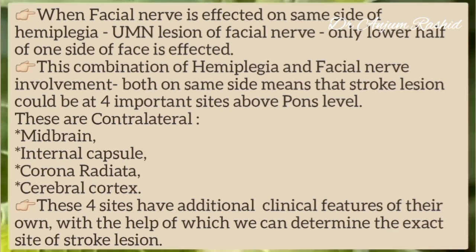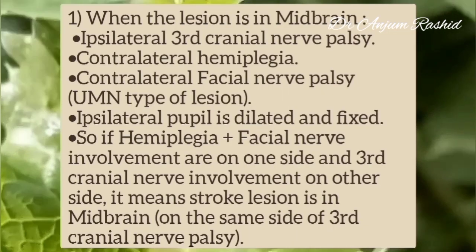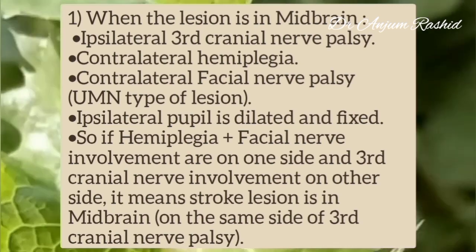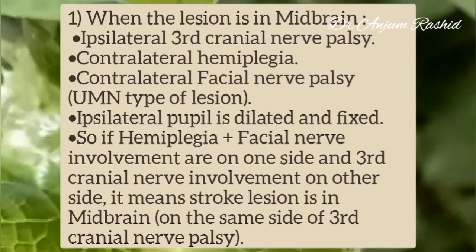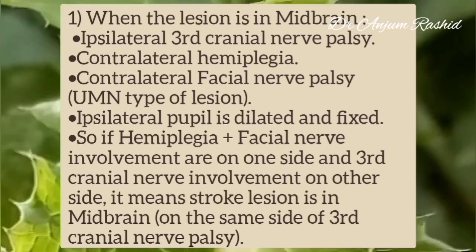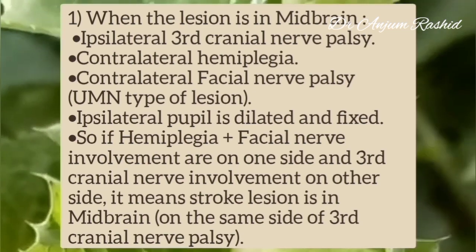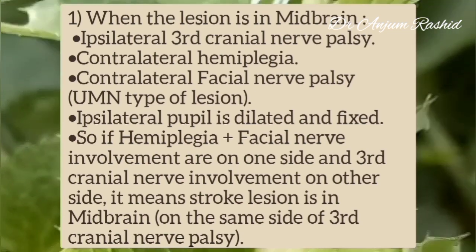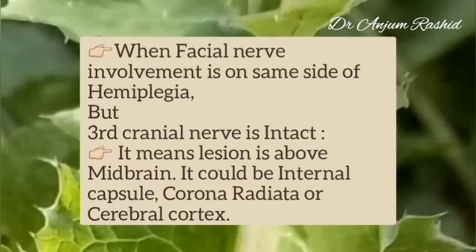These 4 sites have additional clinical features of their own, with the help of which we can determine the exact site of stroke lesion. Now when the lesion is in midbrain, there is ipsilateral third cranial nerve palsy, contralateral hemiplegia, contralateral facial nerve palsy, that is upper motor neuron lesion, and ipsilateral pupil is dilated and fixed. So if hemiplegia and facial nerve involvement are on one side and third cranial nerve involvement on other side, it means stroke lesion is in the midbrain.